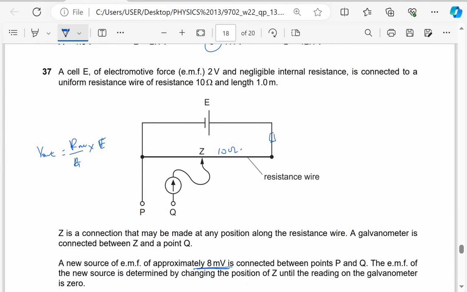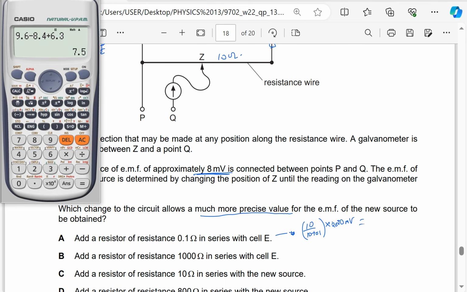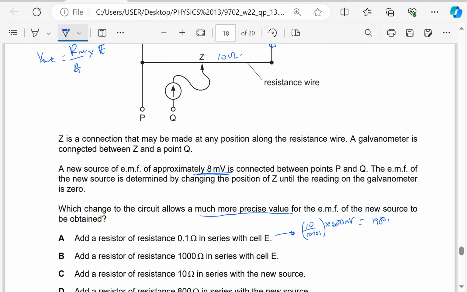What was E? E was 2 volts or 2000 millivolts. So 2000 millivolts times 10 divided by 10.1. This is 1980 millivolts. Because this would give a high PD across the wire, it may not give a very precise measurement for the 8 millivolts.